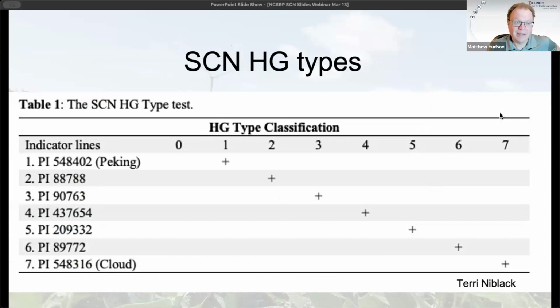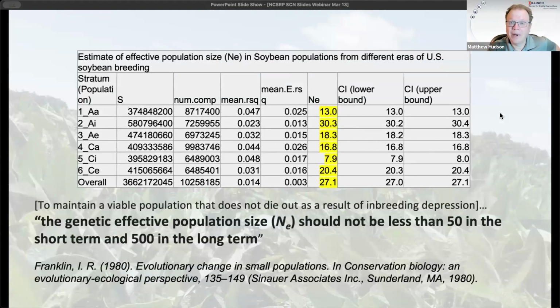So we have, as I mentioned, the 7 indicator lines that define those 7 HG types of SCN that we've already sequenced. And we're going to do high quality reference genomes of all of those lines. And hopefully that's going to allow us to narrow down both the location and the function of more and more resistance genes that we can incorporate into the population. And groups like Andrew's haven't been waiting for these genomes. They've been using positional genetics and other methods to narrow down these genes so that they can already breed with them. But hopefully this is going to give us some insight into how they work and how long they might last. So I wanted to point this out to you.